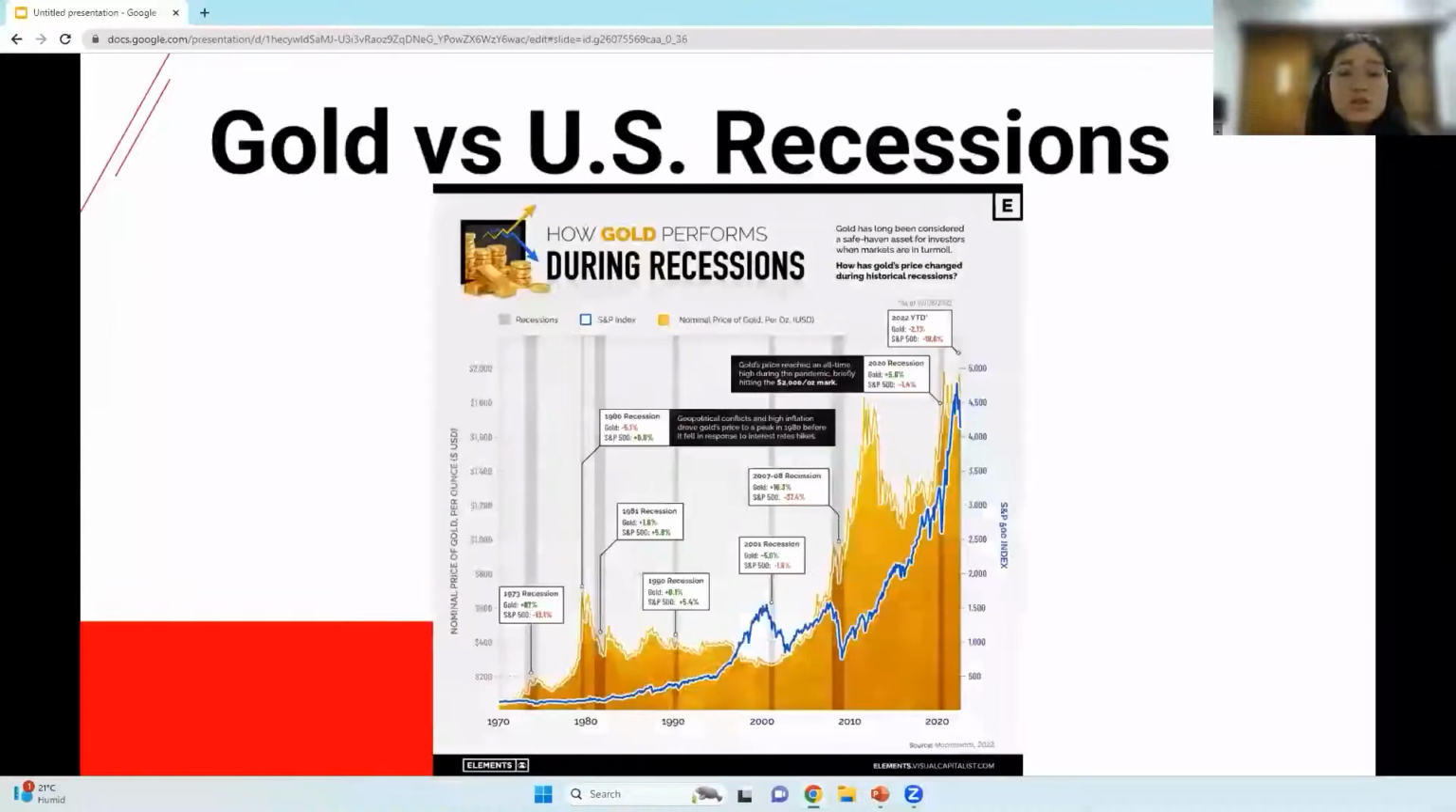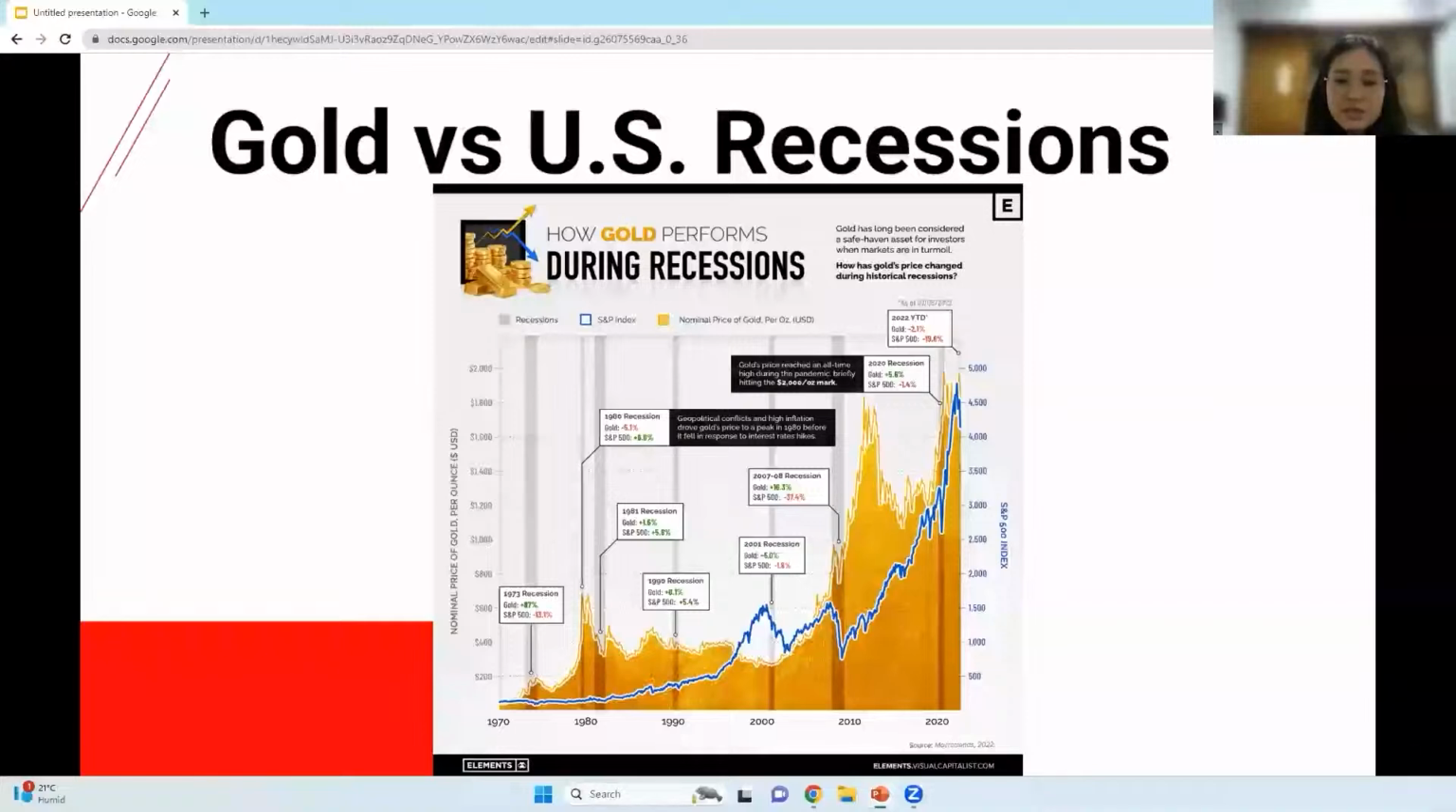Okay. So next, let's talk a bit about how gold is used to hedge against inflation as well as crisis. And with people speculating on an upcoming recession, we could be seeing gold being bought a little bit more in the recent months, as well as in the coming months.